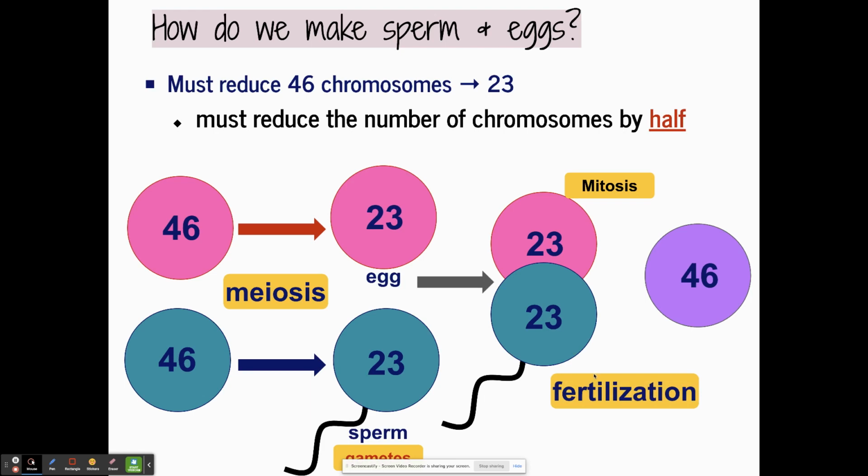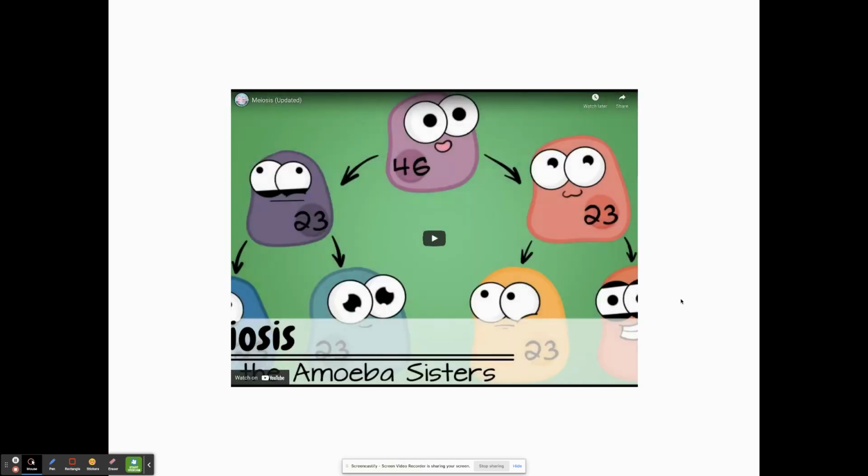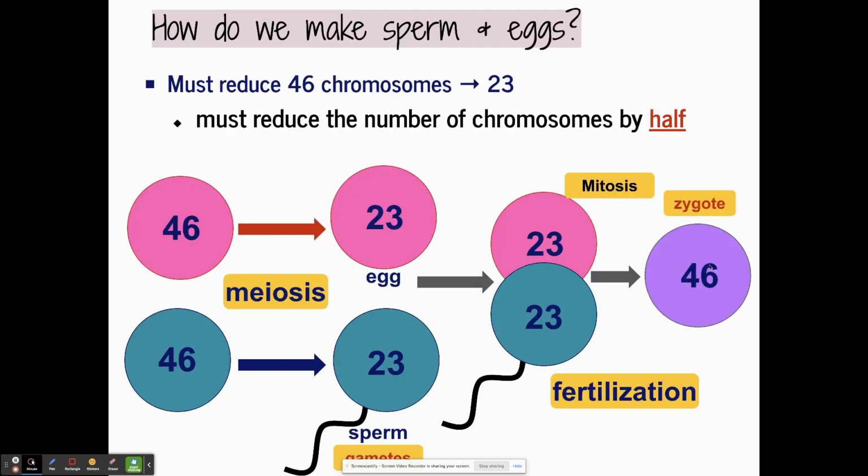Through fertilization, 23 and 23 are now going to form 46, which is going to be a zygote. A zygote is a scientific term for a fertilized egg. That's when the egg and the sperm's nuclei unite and the DNA merges together to form the zygote. When the zygote starts to grow and develop, it does so through the process of mitosis. Through cell division, these cells are going to grow into something that looks like a human.